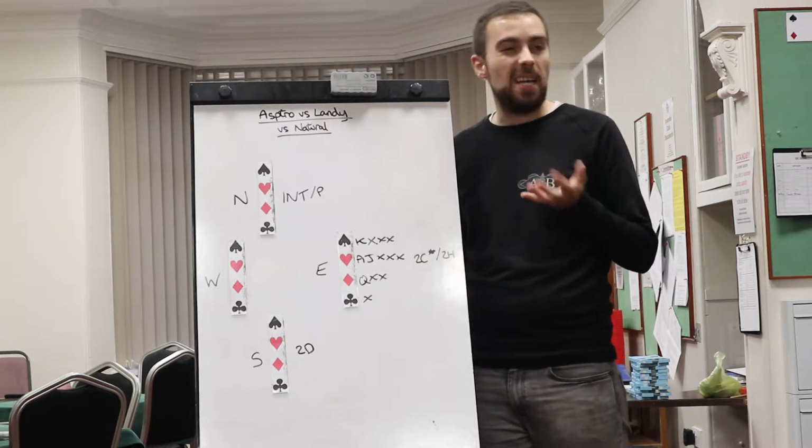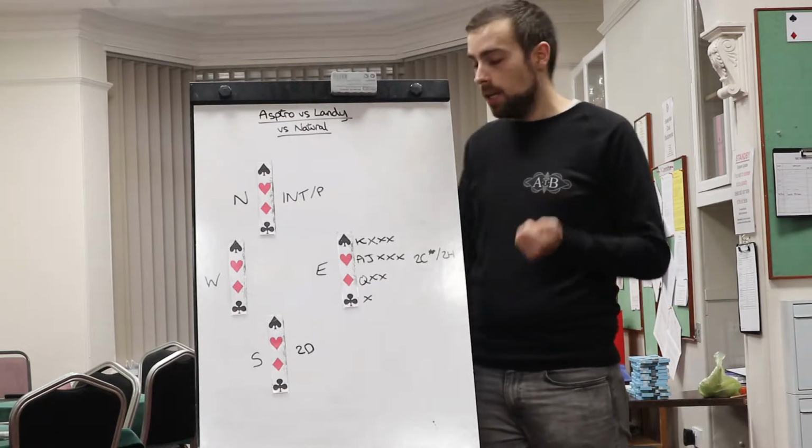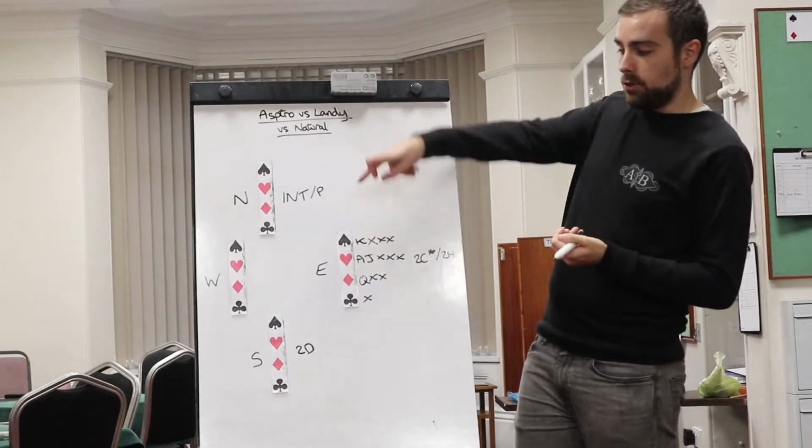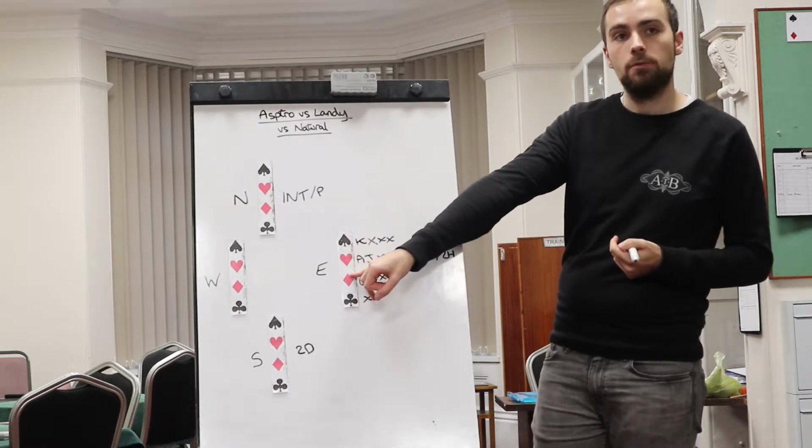Jump to 3 being invitational, jump to 4 being game going. Okay? Happy-ish? So essentially, natural is, they're all natural. Landy is artificial with both majors, and these 3 are natural.